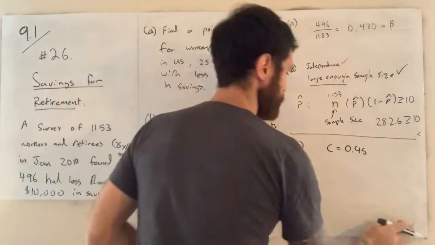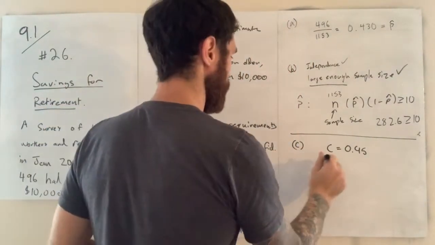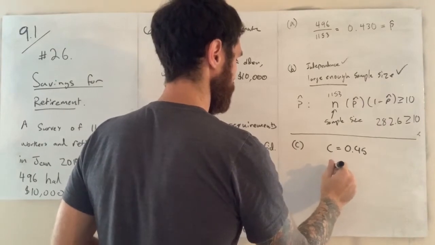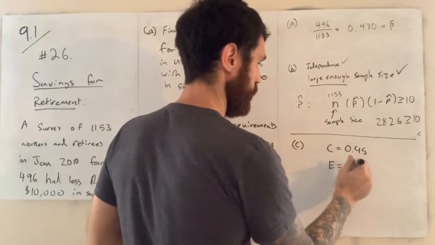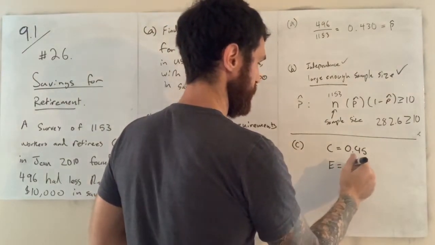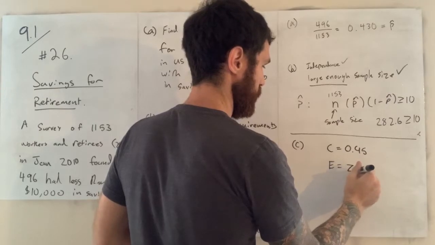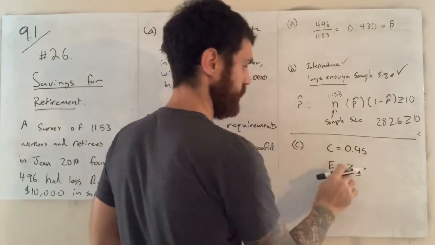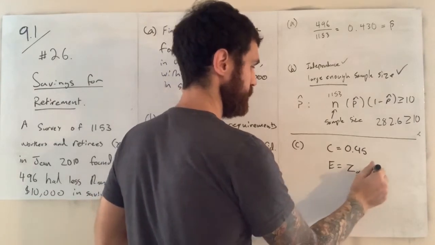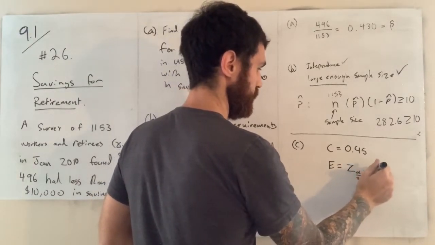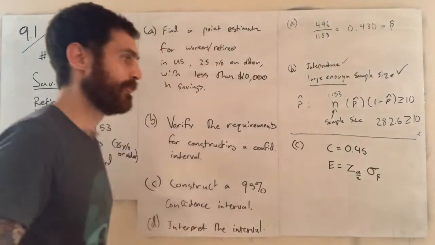And what we want to do is we know that our error is going to be, well, it's just going to be some z sub alpha over 2 times the standard deviation of p hat.